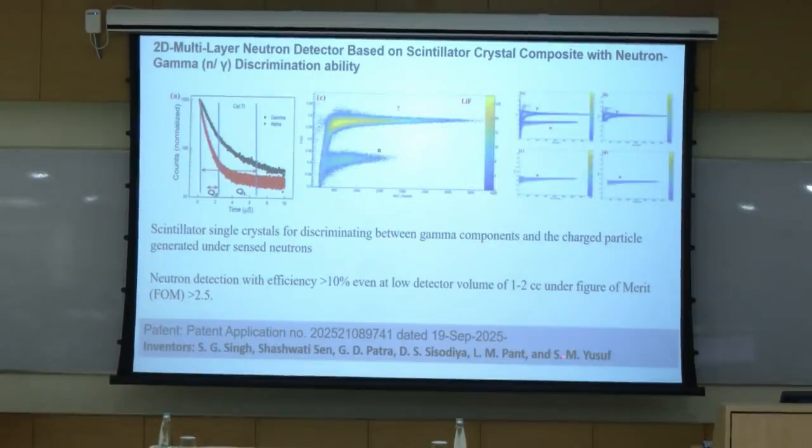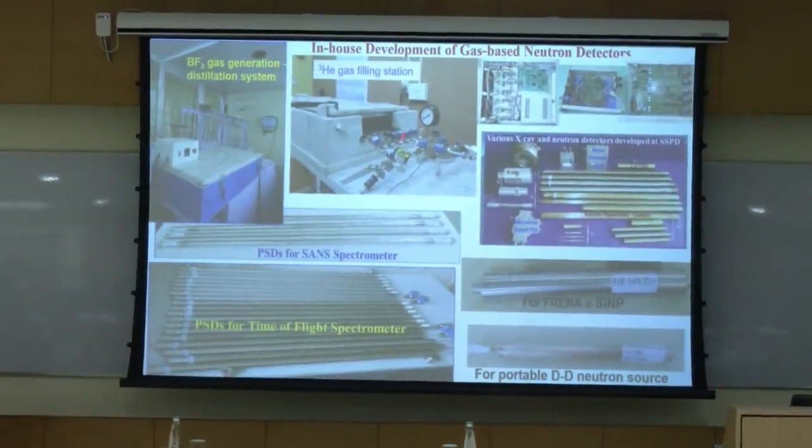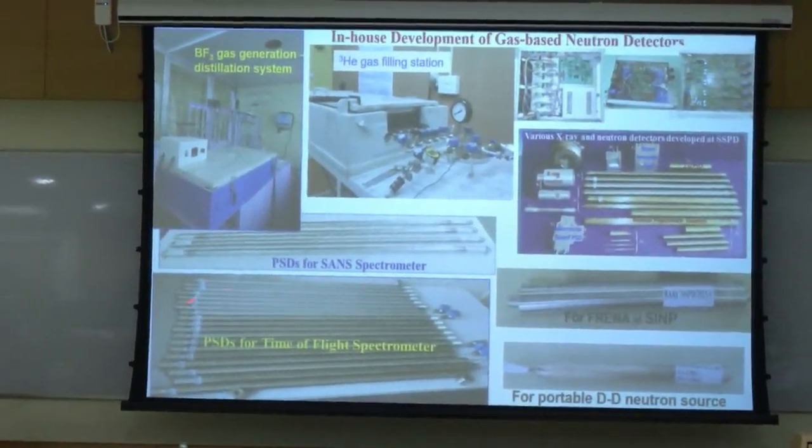We also got this patent recently. We had these neutron detectors based on scintillating crystal. We built them so that we can measure neutron and gamma, and discrimination is very much possible. And we have been developing various kinds of neutron detectors.